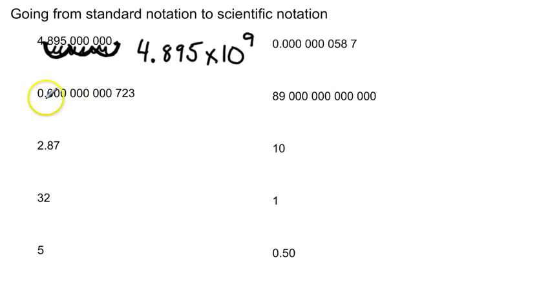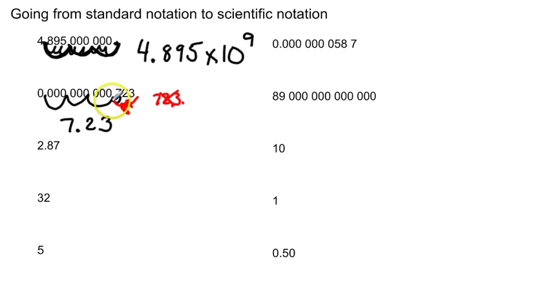Now here's a number with a decimal in it. Notice that this is a very, very small number. So we're going to move the decimal point again until we get a number that is between 1 and 10, 7.23. Some students have a tendency to move the decimal point all the way to the end. That is not right, because that's going to give you 723 as your coefficient, and that number is not between 1 and 10.